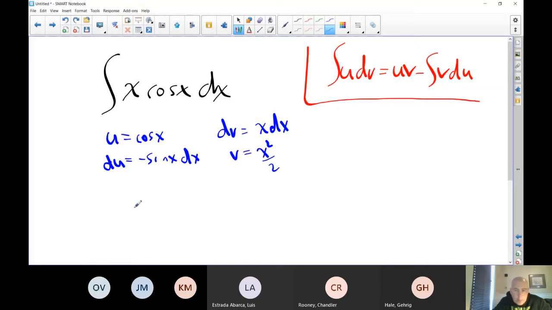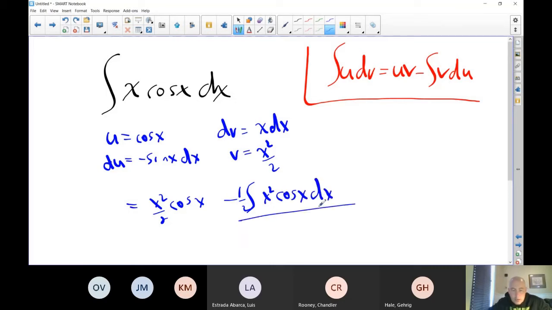When I go to my formula, and I go to put in the v du, so I'll have my uv, which will be this times this, so x squared over 2 multiplied by cos x minus the integral of v du, so I'm going to have a half x squared cos x dx. Uh-oh, terrible choice.